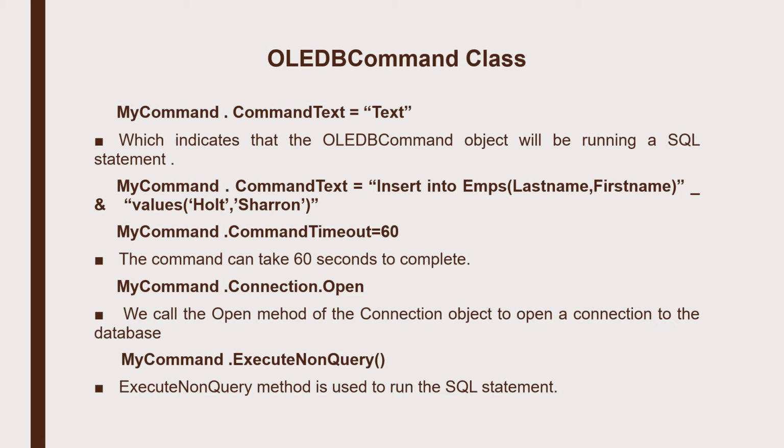Now you can call the open method of the connection object to open a connection to the database. My command connection open. Once the connection is made, you can proceed to run the SQL statement that you supplied through the command text property by calling the execute non-query method. My command dot execute non-query. This method is used to execute SQL statements like insert, update and delete statements that do not return any rows.